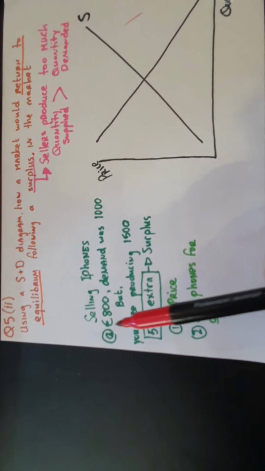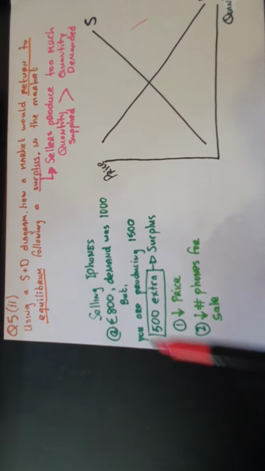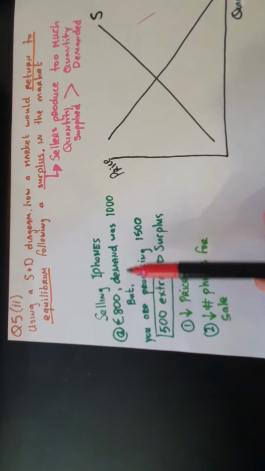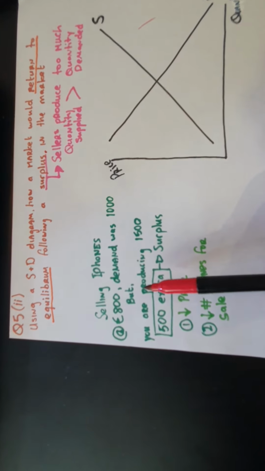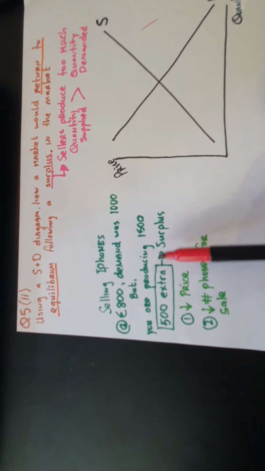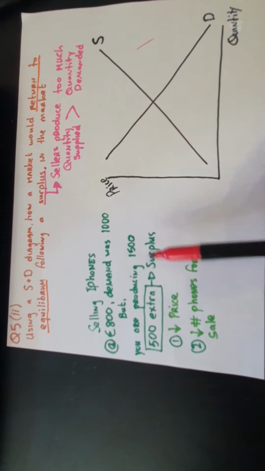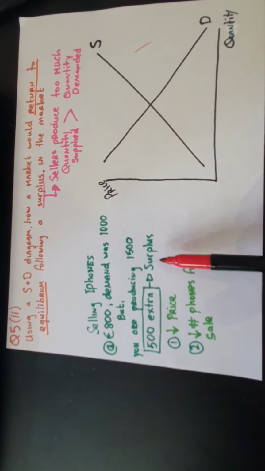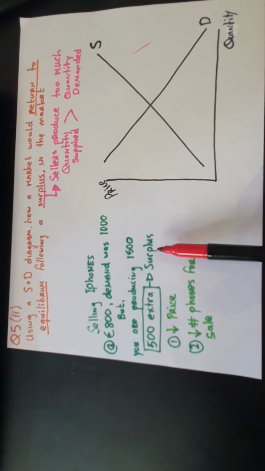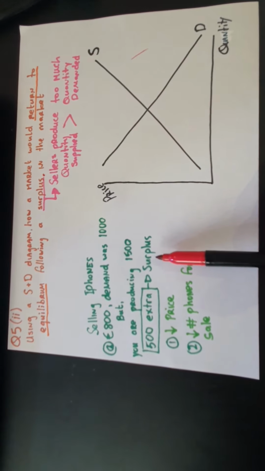So here we have selling iPhones. So if the price of iPhones was €800 and there was a demand for 1,000 iPhones at that price, but you were producing 1,500. So what happens is you now have an excess of 500, or a surplus. So how are you going to get rid of that surplus? Are you going to store it? Probably not. You need to keep stock moving.